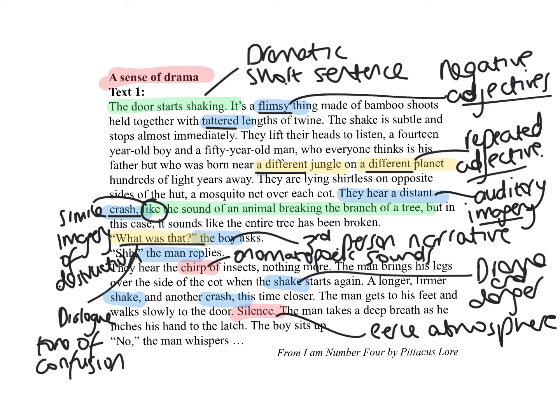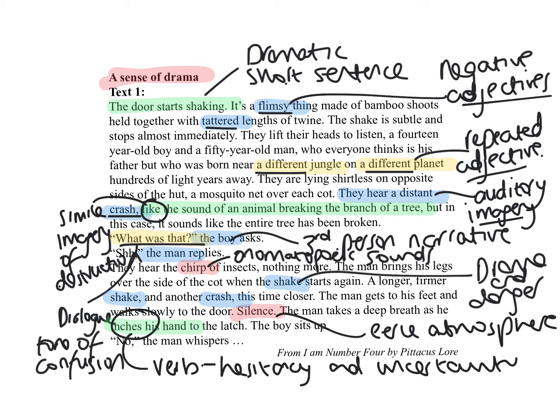And finally then we have the man's efforts to resolve this, or to find the solution to it. So we're told he takes a deep breath as he inches his hand to the latch. That verb inches suggests his hesitancy or his uncertainty about what to do, and his feeling of fear as he doesn't want to provoke any further kind of violence.